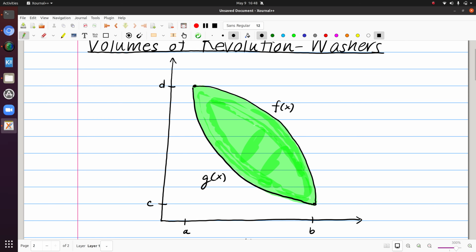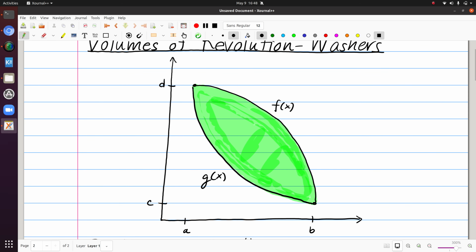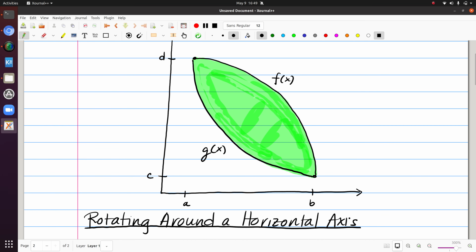So what I'll look at here is this region that's highlighted in green. It's bounded by two curves, f of x and g of x. To consider, first of all, rotating it around a horizontal axis, what I want to look at is a slice. Then we're going to continue what we saw before. If I have a horizontal axis of rotation, I'm going to slice perpendicular to that axis, which means I'm going to slice vertically. So let's envision that here.